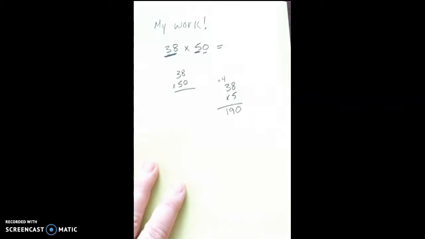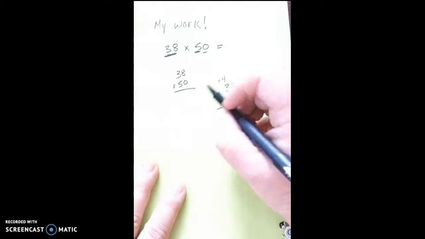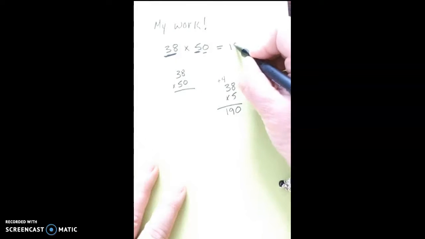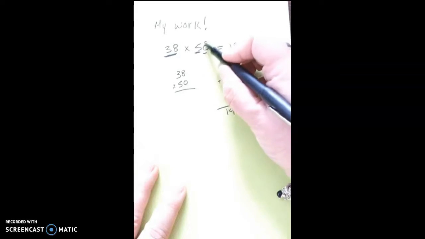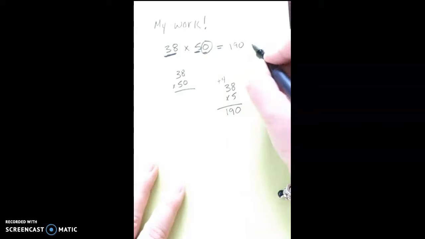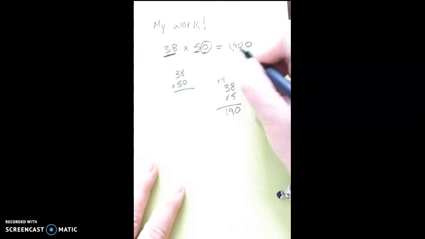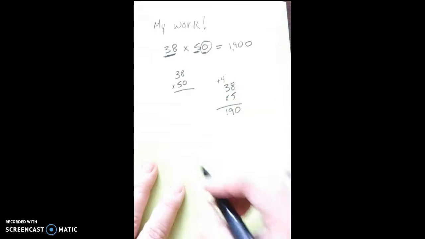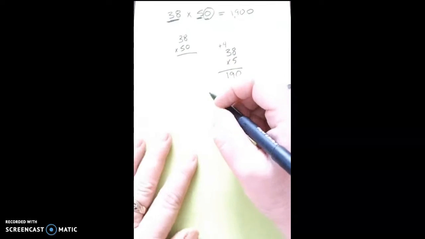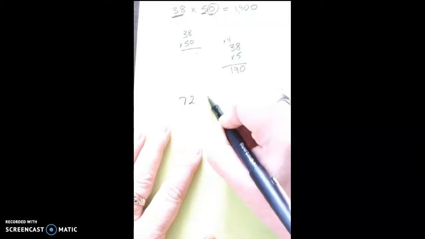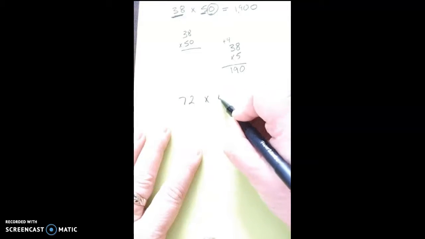Now, am I done? No, I'm not, because I've only multiplied 38 times 5, which is 190. Now I'm going to add my 0 just like I was multiplying by 10, and that's going to give me my total of 1,900. Let's try another one. So, I'm going to have the problem 72 times 40.